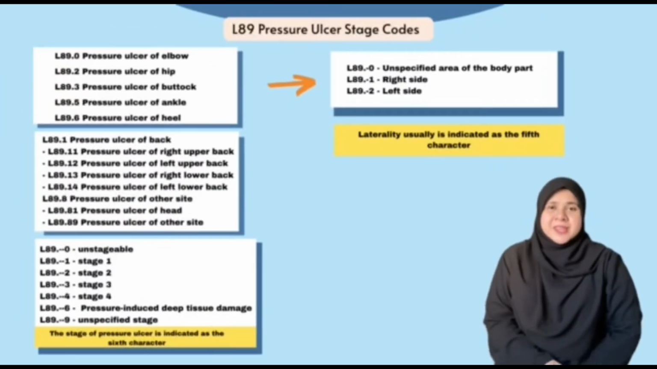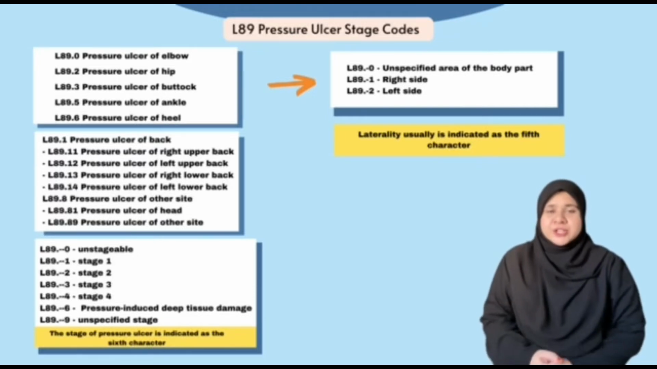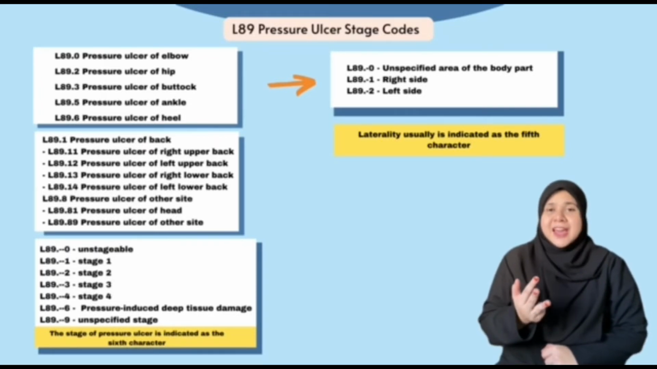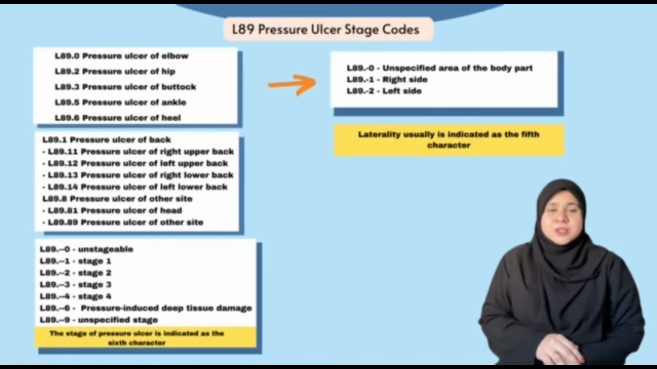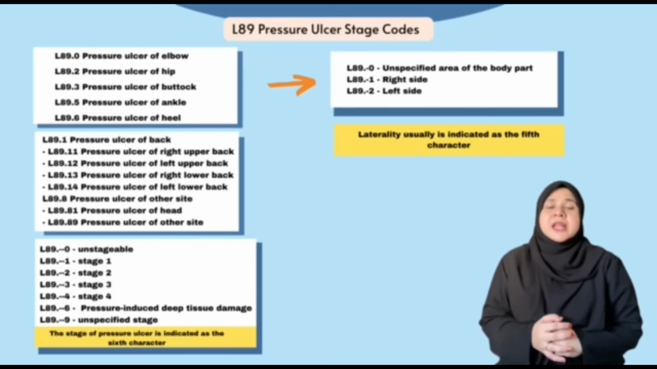Hi, I am Nur Shamimi, and I am going to explain about the codes from category L89, the pressure ulcer stage codes. The codes from this category are categorized according to the site and the stage of the pressure ulcer. For the area of the elbow, hip, buttock, ankle, and heel, the fifth character to indicate the laterality needs to be assigned. L89.0 is for the unspecified site, L89.1 refers to the right side, and L89.2 refers to the left side.